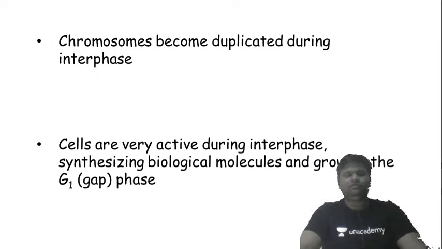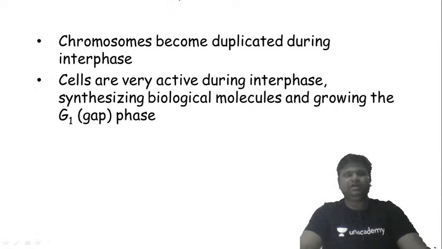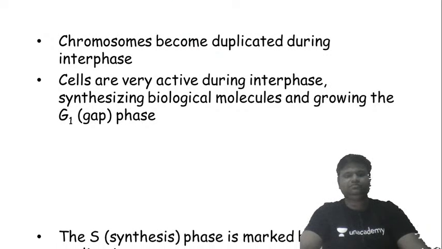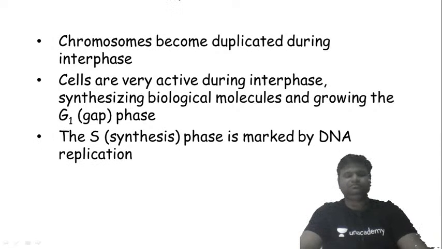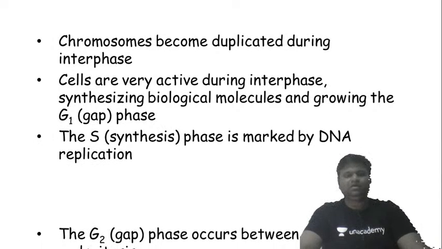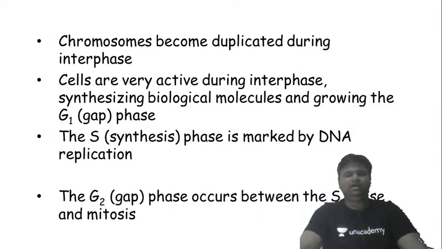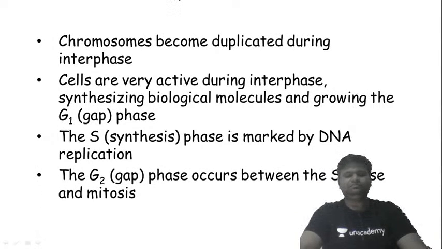So chromosomes, they become duplicated during interphase, and cells are very active during interphase, synthesizing biological molecules and growing, the G1 phase. And S phase is marked by DNA replication, and G2 phase occurs between the S phase and the mitosis.